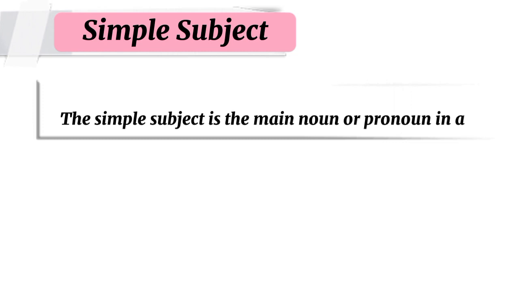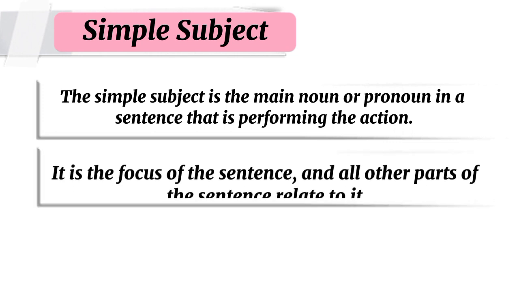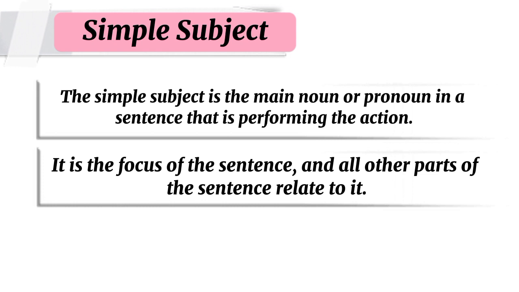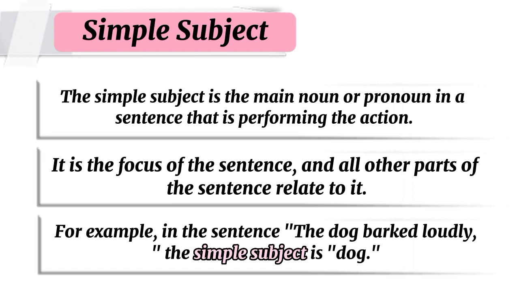Simple subject. The simple subject is the main noun or pronoun in a sentence that is performing the action. It is the focus of the sentence, and all other parts of the sentence relate to it. For example, in the sentence, the dog barked loudly, the simple subject is dog.